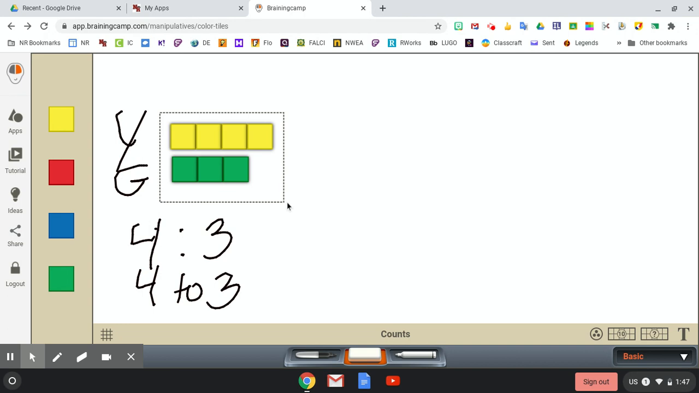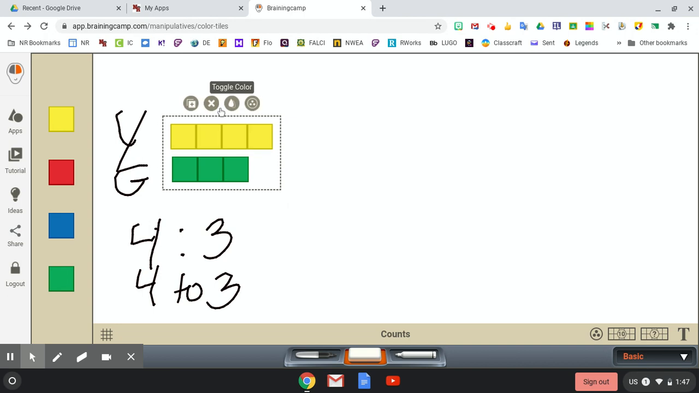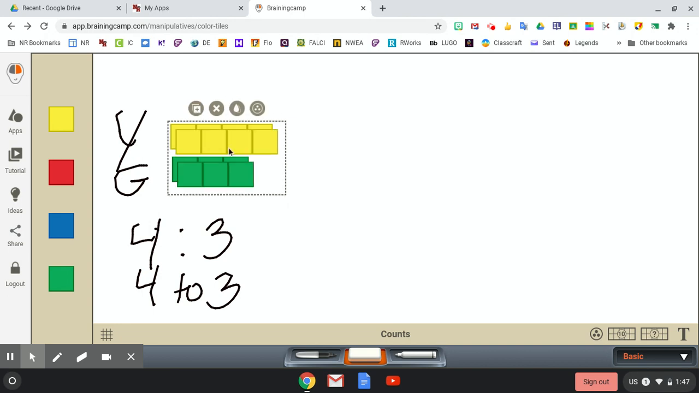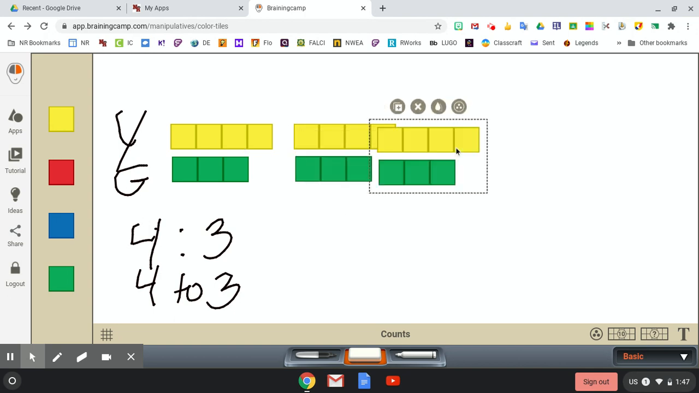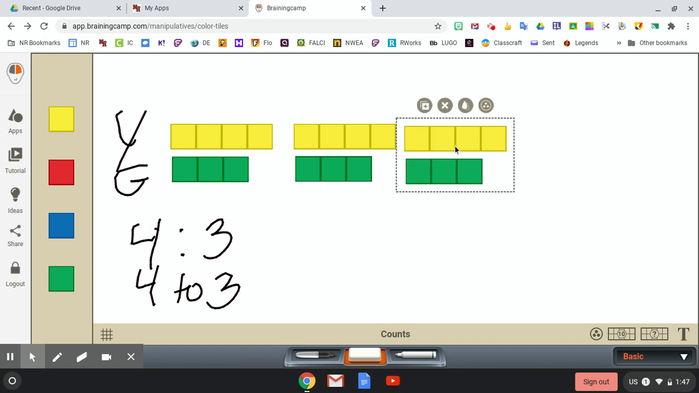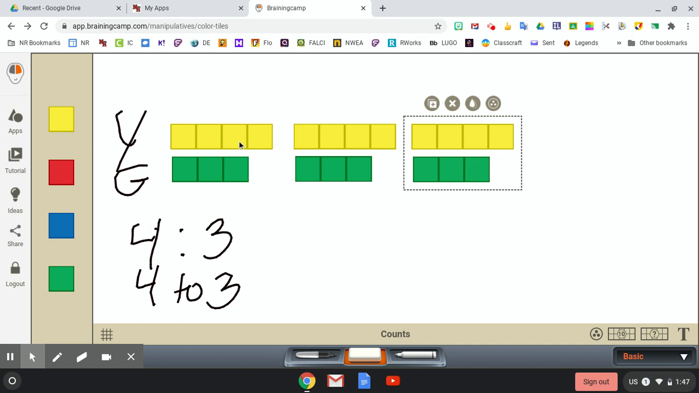So let's say I have this set of equivalent ratio. Well, let's say I have another set. And another set. And if you notice, it's the exact same ratio. So that means for every 4 yellow, I added 3 more green. Another set of 4, 3 more green.